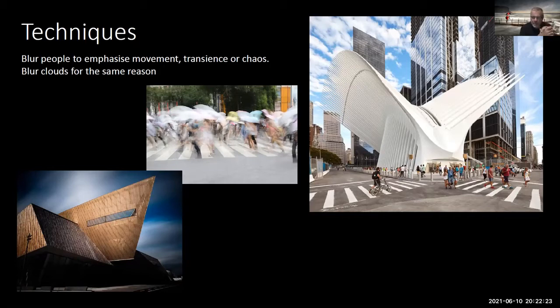As with every photograph, what we're trying to do is isolate the subject, because it's the center of the story. So if I can make the building stand out using different tricks like blurring the people or blurring the clouds, then why not use that? Because it also adds interest to the picture as well as adding interest to the story.